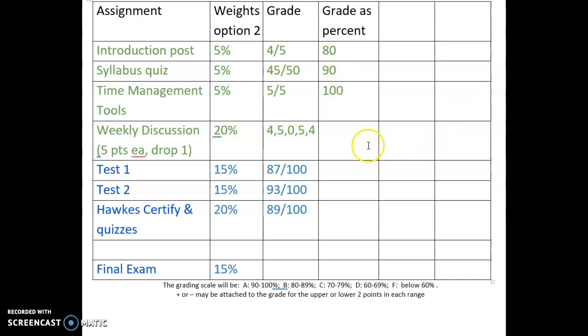And then the next one we need to look at closely, and you'll need to read your syllabus. This particular syllabus is for a summer term that's 5 weeks long. So there were 5 discussion boards. Here are your different grades. It does say 5 points each. You can drop one, so we can go ahead and drop that one.